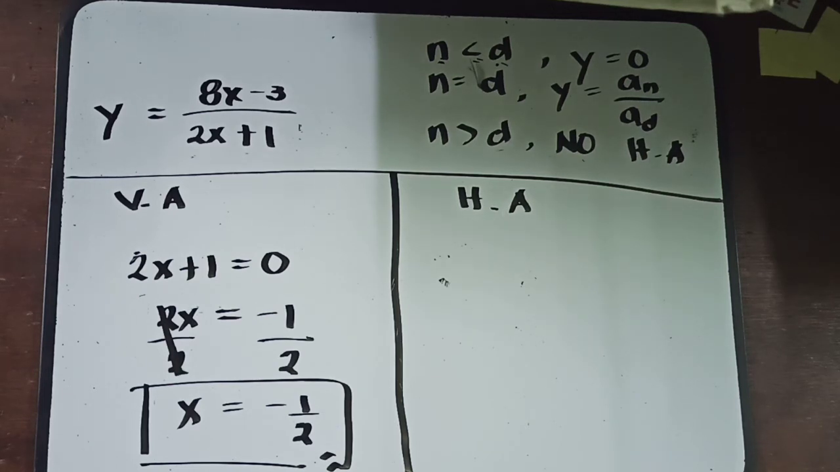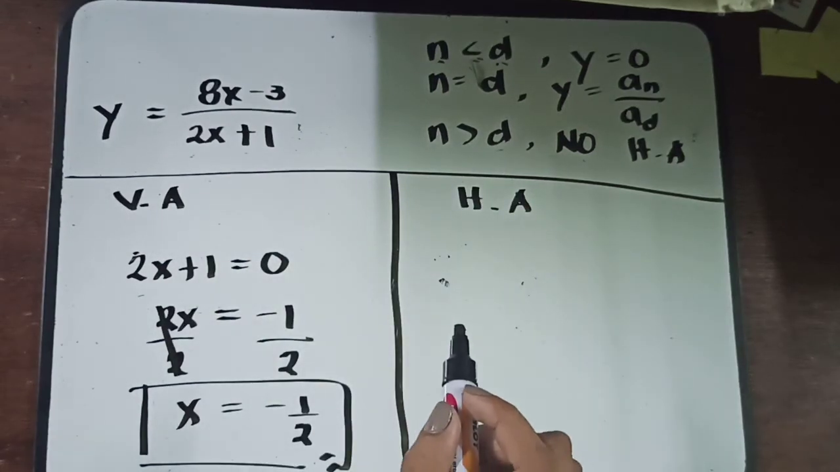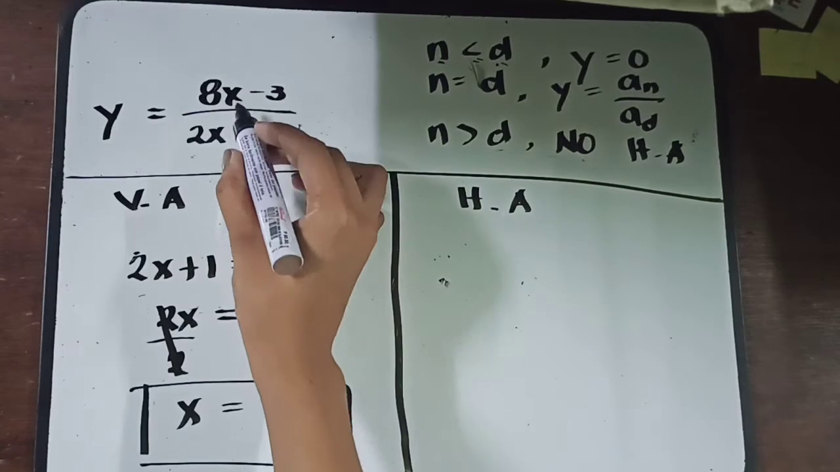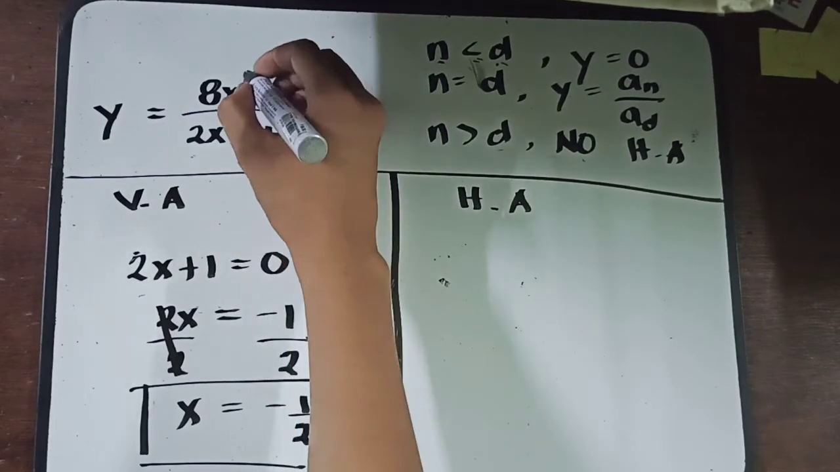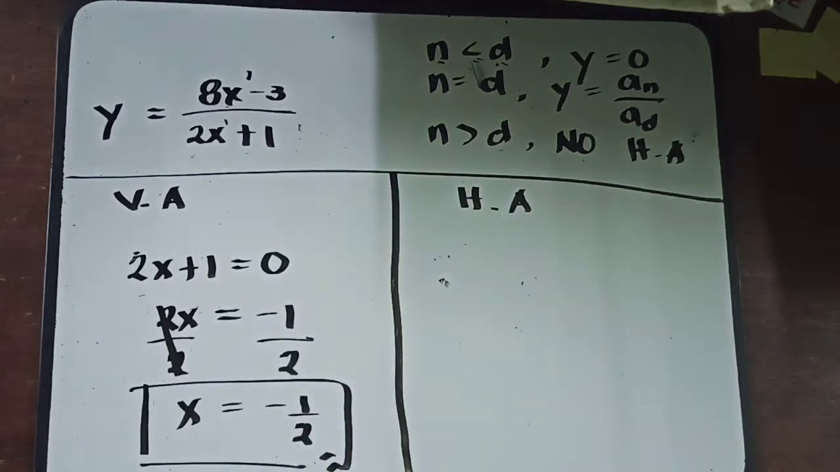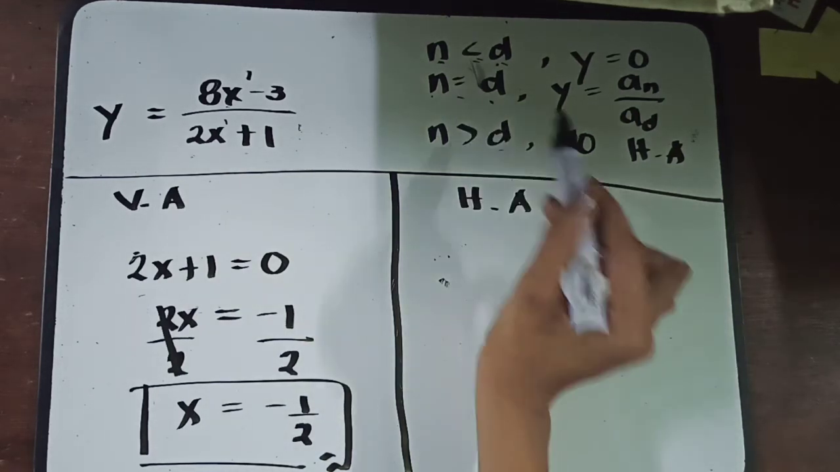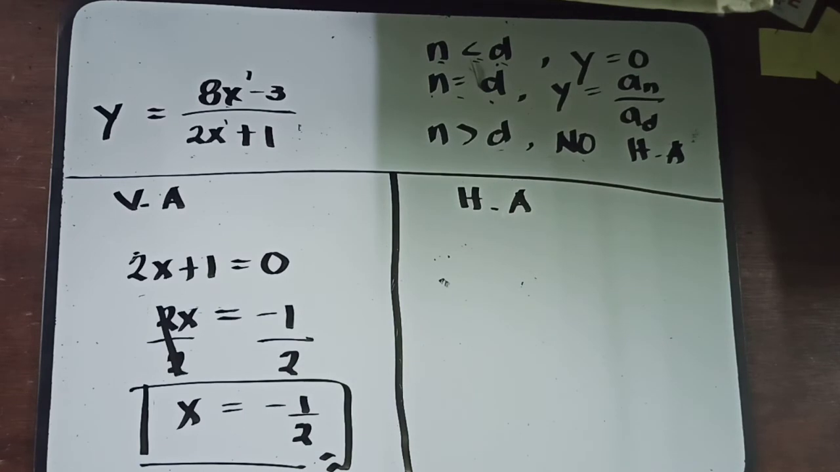Okay, so horizontal asymptote. So, again, in finding the horizontal asymptote, consider natin itong tatlong conditions na to. So, i-check mo yung degree ni numerator and the denominator. So, the degree of our numerator is 1. First degree to. The degree of the denominator is 1 din. Okay? So, parehas silang nasa first degree. So, saan siya nag-fall? Sa n is equal to d. Equal ang degree ni numerator sa degree ni denominator.